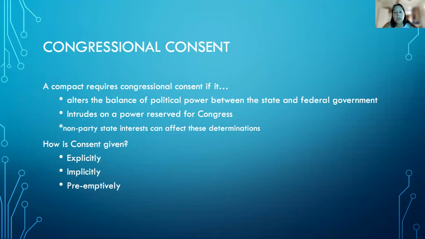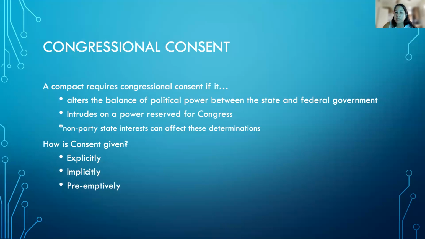Well, it's given in 3 different ways. Explicitly, this is most frequently seen in compacts that resolve boundary disputes. So if there was a conflict about where the line is between California and Nevada or something. But this type of consent is granted after the compact has been adopted by the requisite number of state legislators and submitted by the member states to Congress for approval. That means Congress is able to review and amend or revise the agreement, and as a result is able to provide a determination of approval or disapproval. That means they need time to review it.